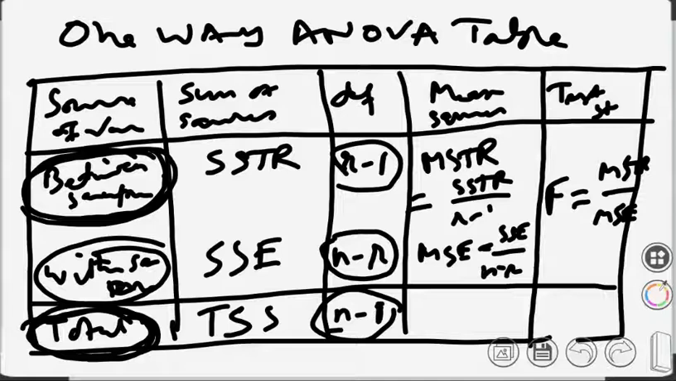Now, please finish this table. So you have written the table. What was SSE? SSE is sum of squares.